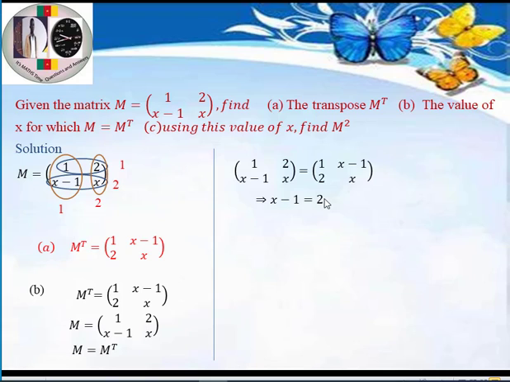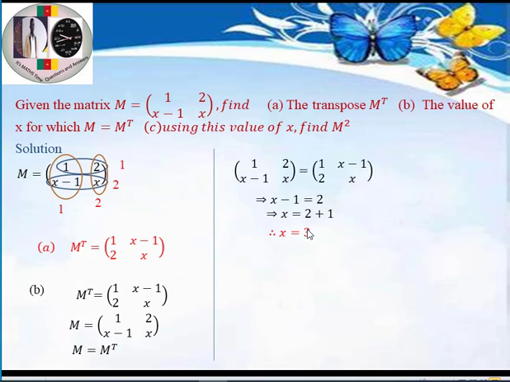If minus 1 is going to the right hand side of the equation, its sign changes from negative to positive. So we are now going to have x equals 2 plus 1, and 2 plus 1 is 3. So x is equal to 3. If M is equal to M transpose, then x is equal to 3.